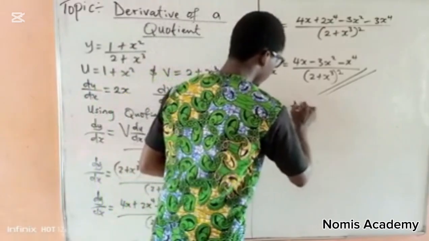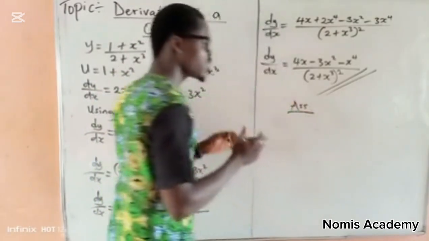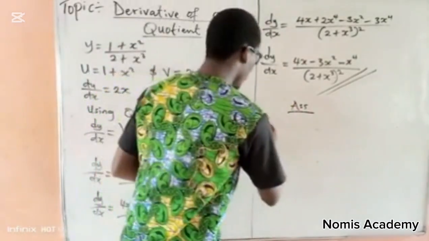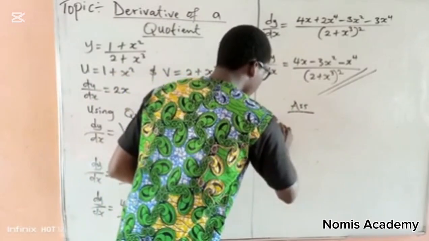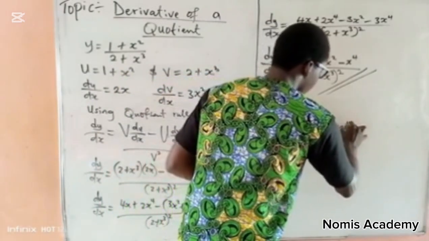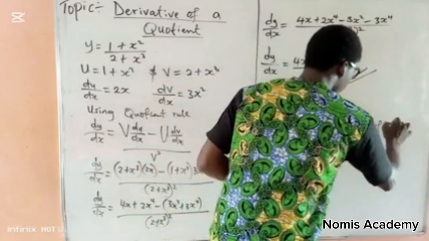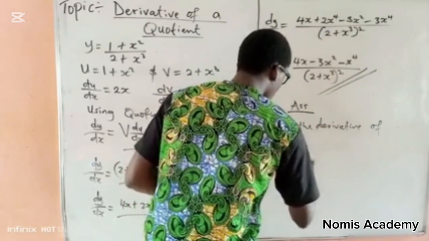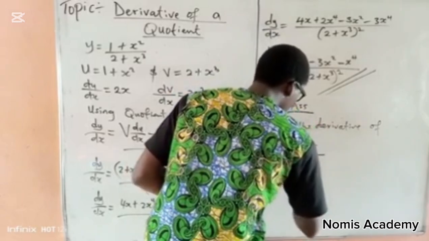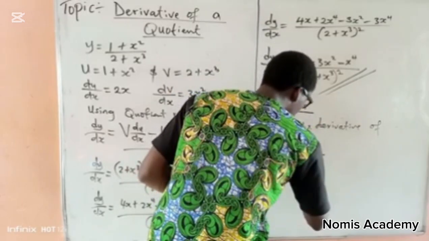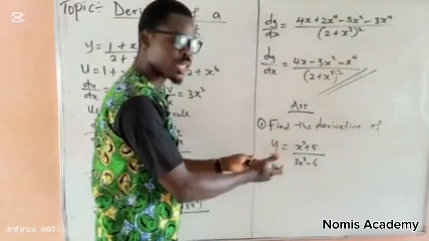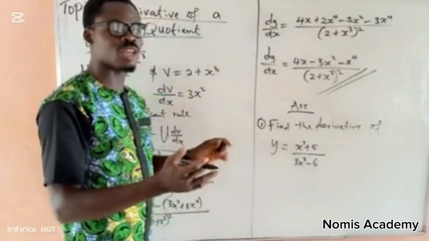Alright, take this as your assignment: solve the problem and share your answer in the comment section. Assignment 1. Find the derivative of y equal to x squared plus 5 all over 3x cubed minus 6. Alright, so solve this and share your answer in the comment section.